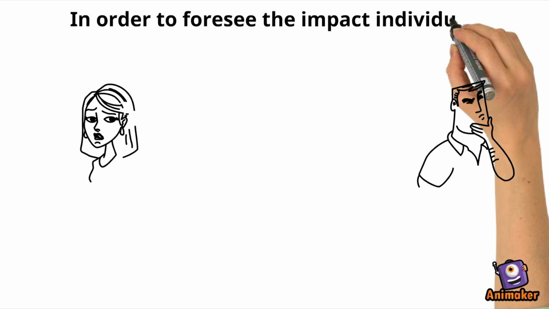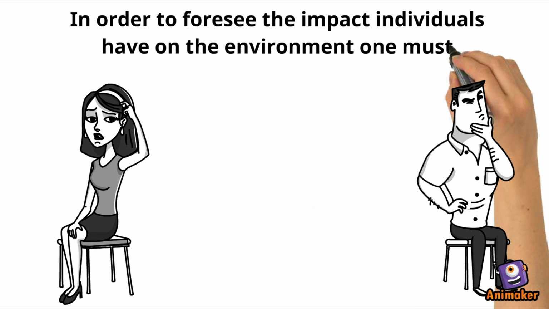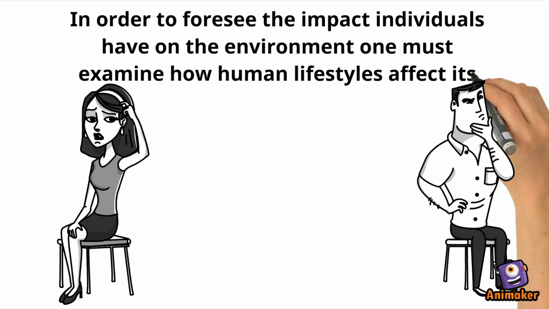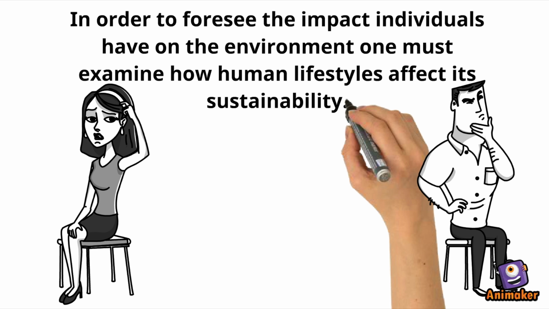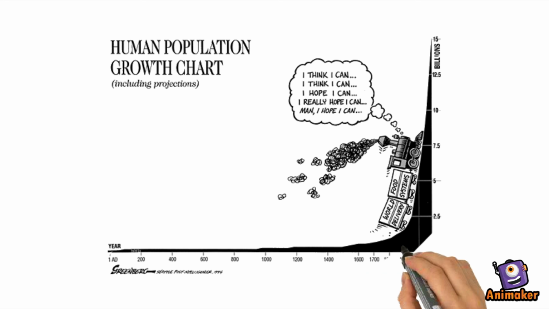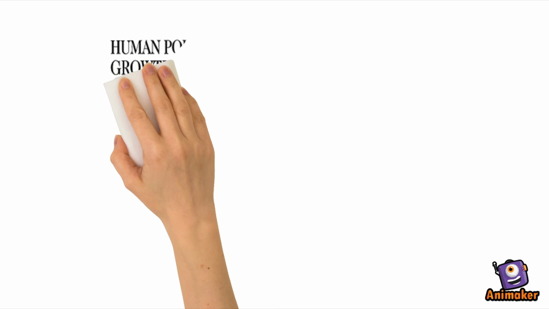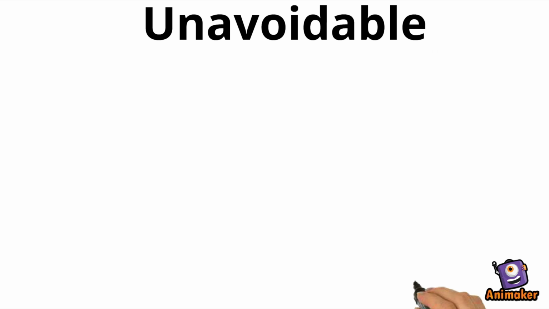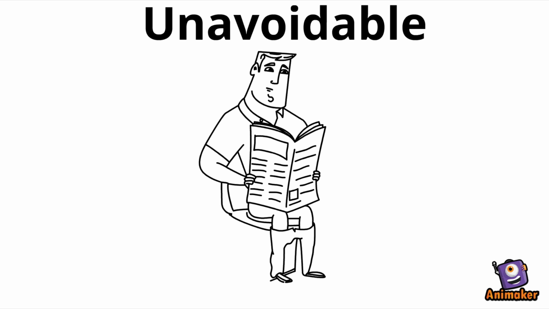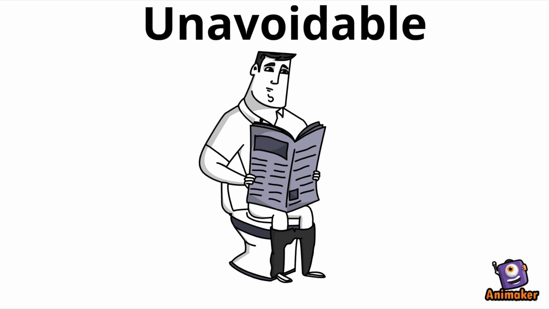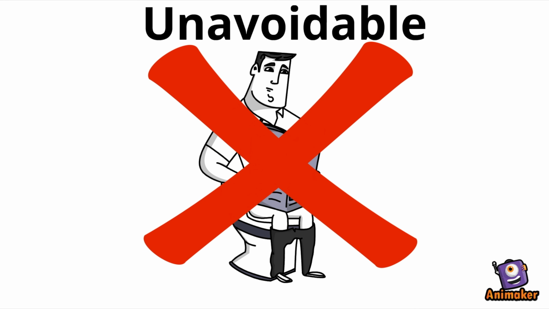In order to foresee the impact individuals have on the environment, one must examine how human lifestyles affect its sustainability. As the human population grows to nearly 7.7 billion people, there's an unavoidable byproduct of a person's day-to-day living. There is a certain level of collateral waste, which is simply unavoidable, because how can you not go to the bathroom? That's basically humanly impossible.